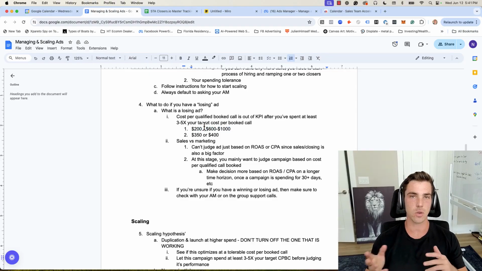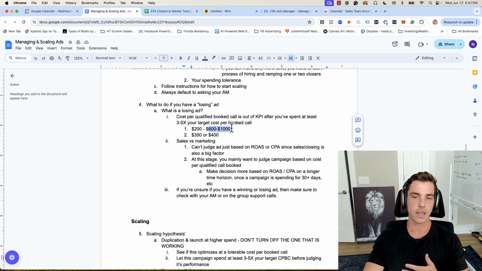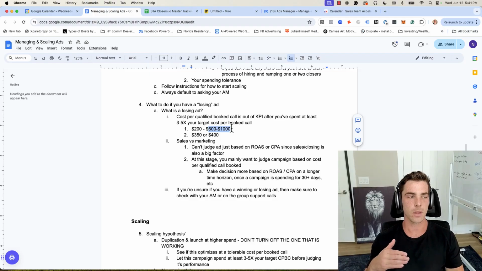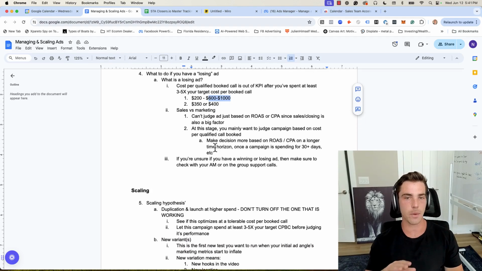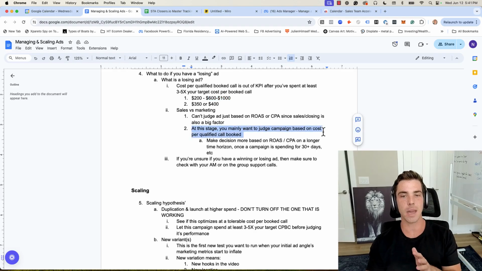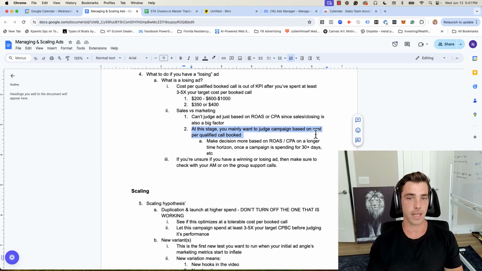sales and closing is also a really big factor in your CPA and how much ROAS you're going to hit with that campaign. Meaning, if you've only spent $600 to $1,000, you've likely not even spent enough to even judge how many deals you can close based on this. And so at this stage, when you just launch ads, you mainly just want to judge your campaign based on your cost per qualified call booked metric, like I said up here.